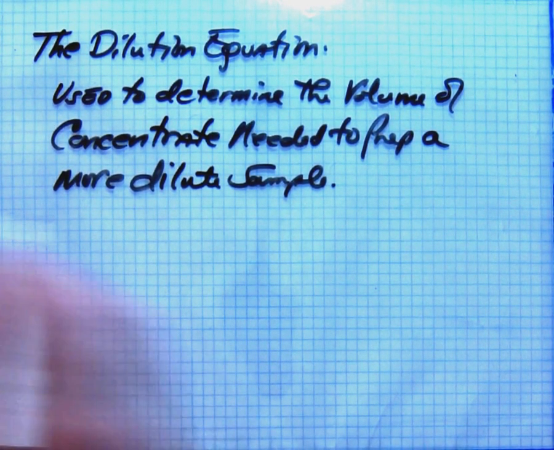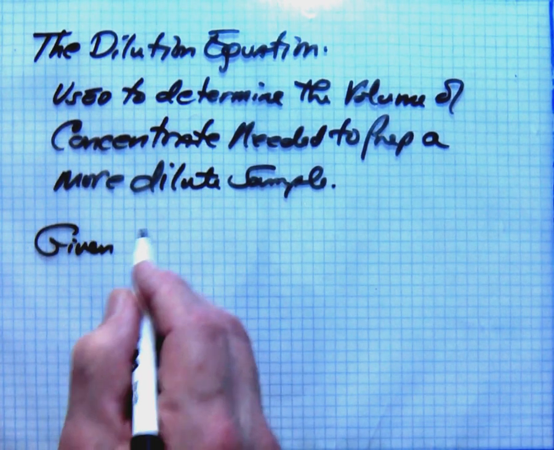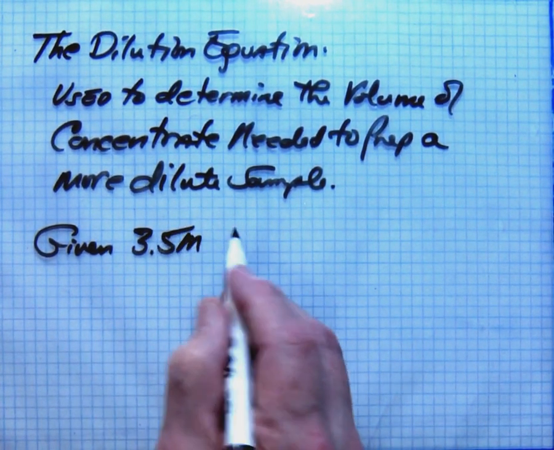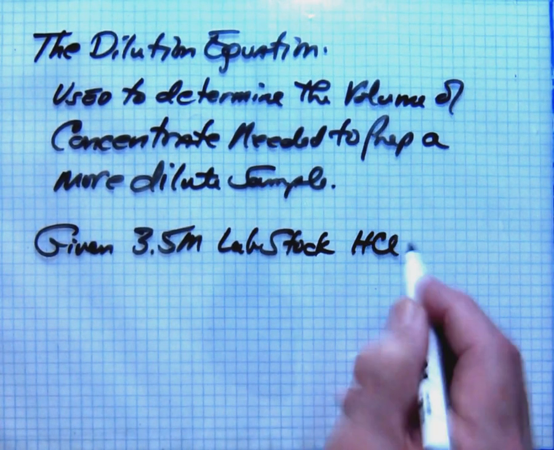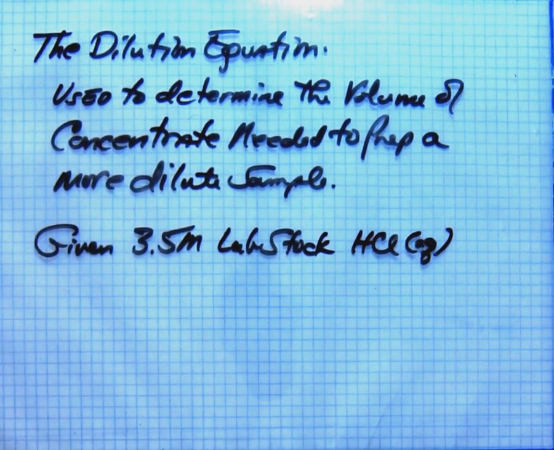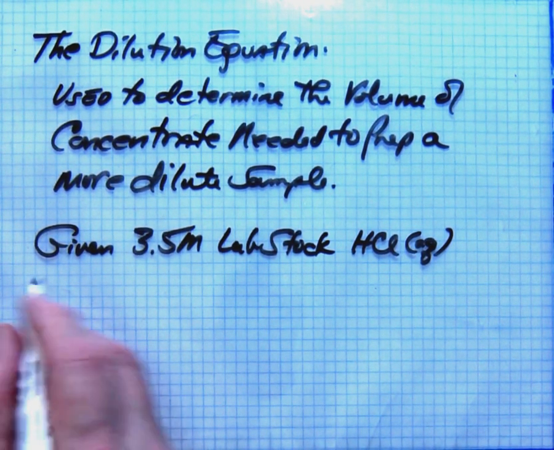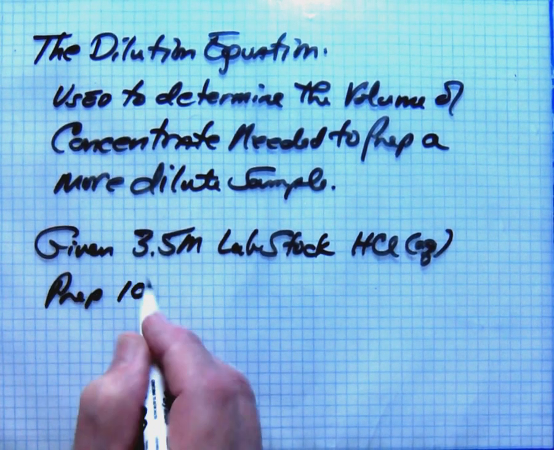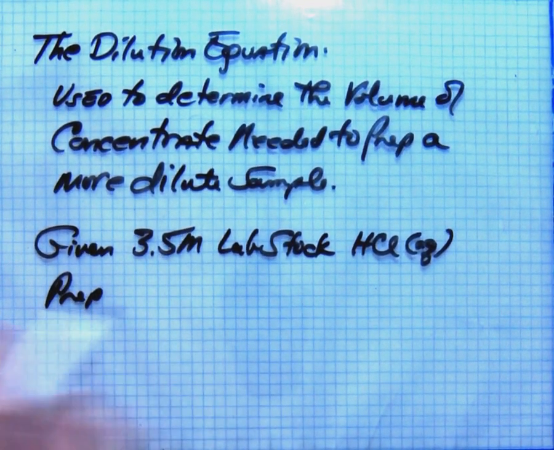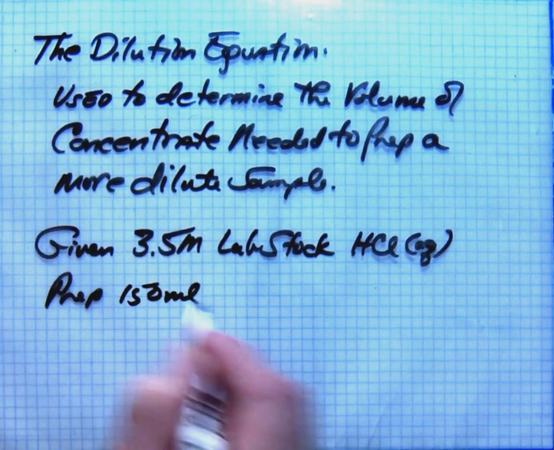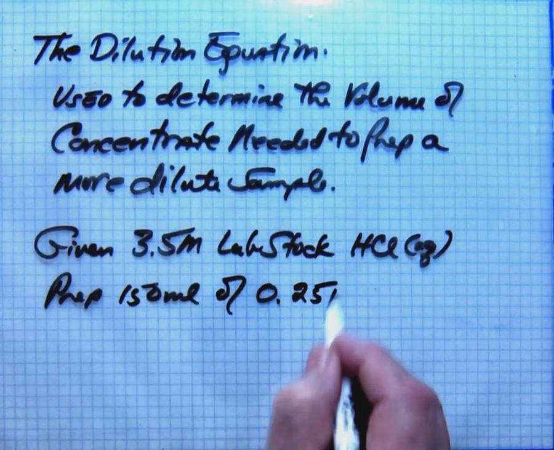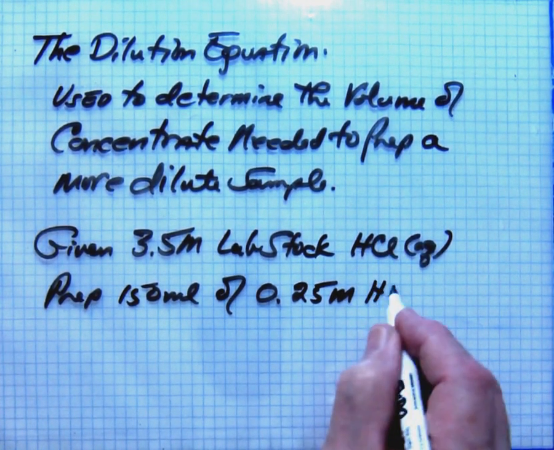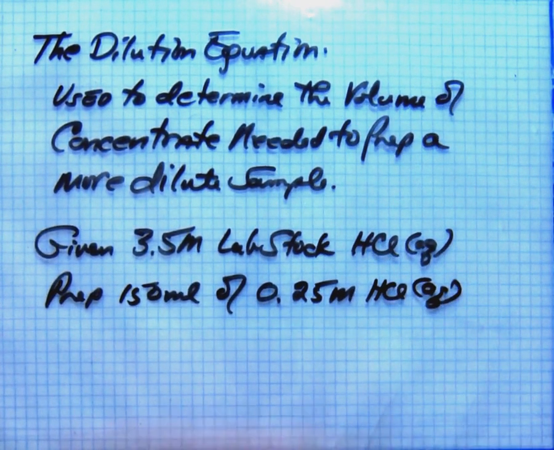Let's say you are given that 3.5 molar lab stock HCl aqueous solution. Probably something like that. Here's what you're given. And you'll have instructions to prep, let's say 150 mils. Yeah, keep it kind of mixy. 150 milliliters of 0.25 molar HCl aqueous solution.